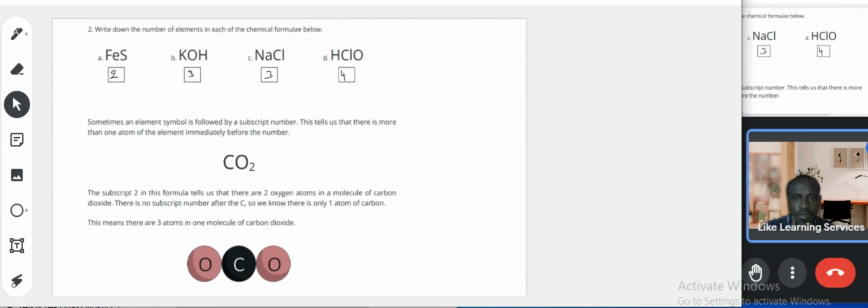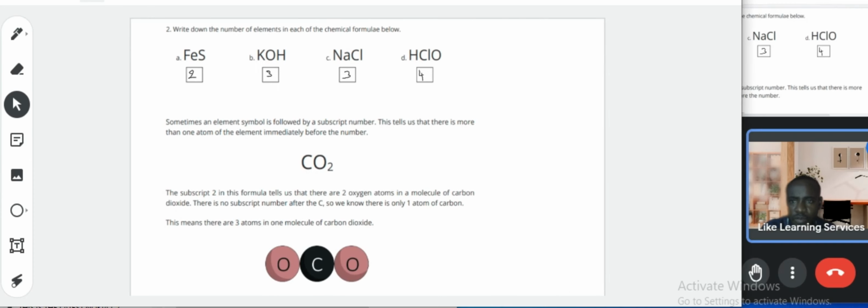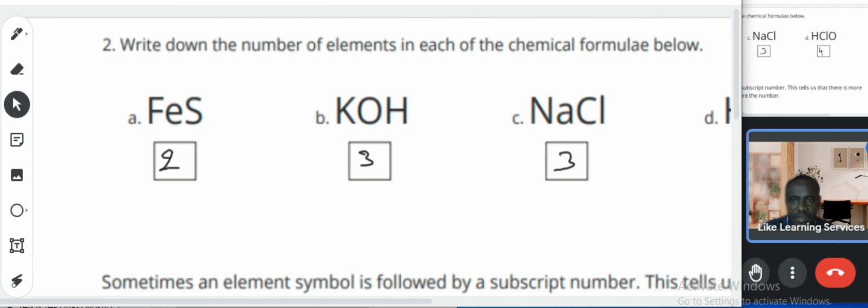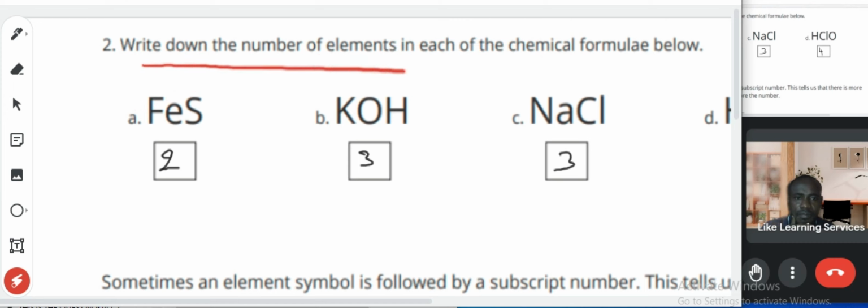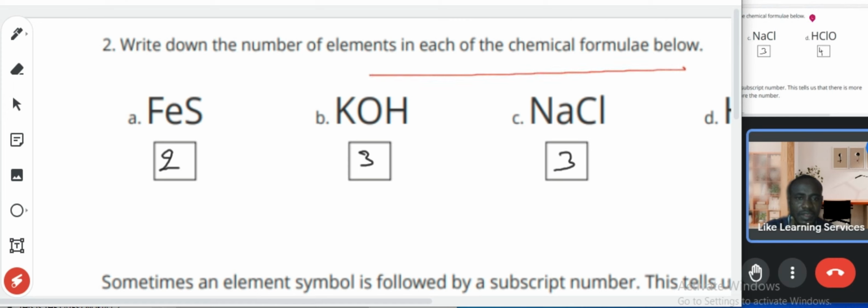All right, I want to see what you've done. By the way, the question says you should do what? This is about chemical reactions. Write down the number of elements in each of the chemical formulae below. Okay, write down the number of elements in each of the chemical formulae below.